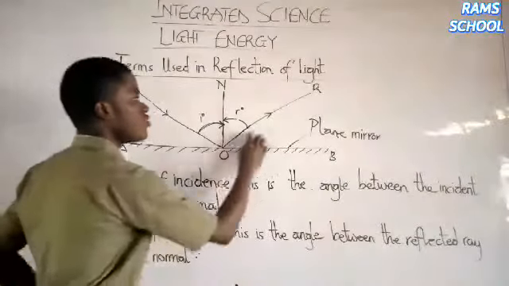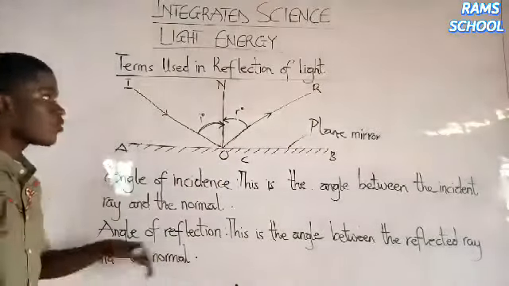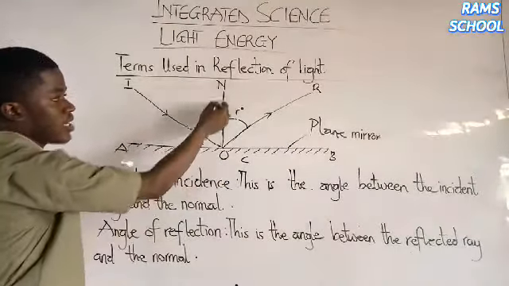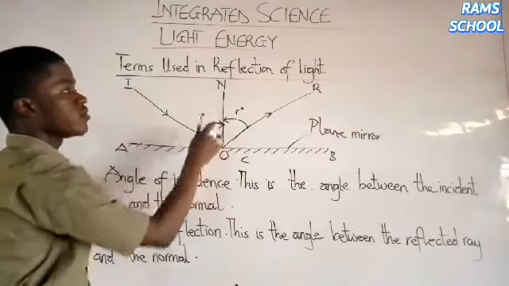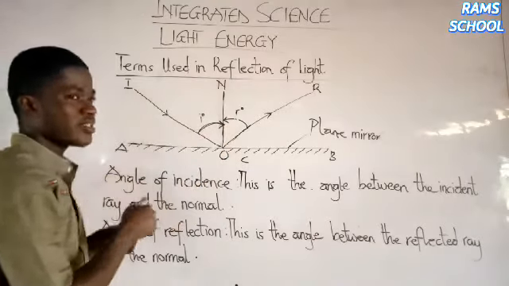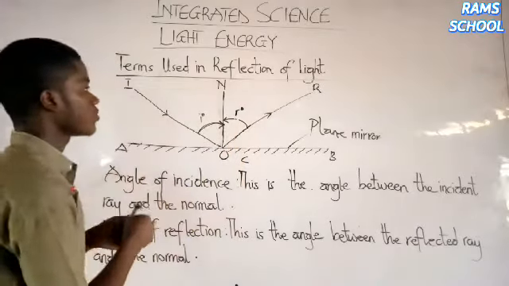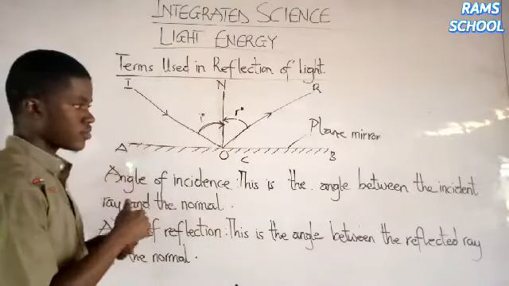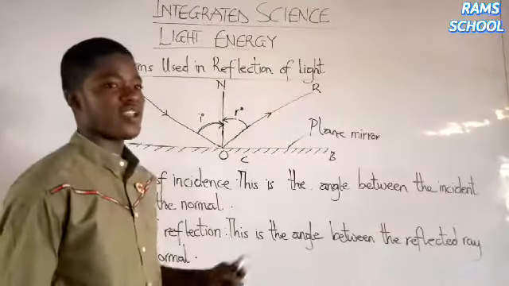And when you come to the angle of reflection, this is the angle between the reflected ray, represented by letter R, and the normal, which is the line perpendicular to the plane surface. So the angle between them is called the angle of reflection, or the reflected angle. That's represented by R with a small o. So the o represents the angles. Okay, so let's move on to the laws of reflection.